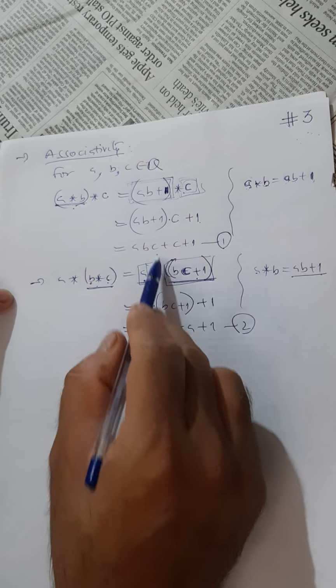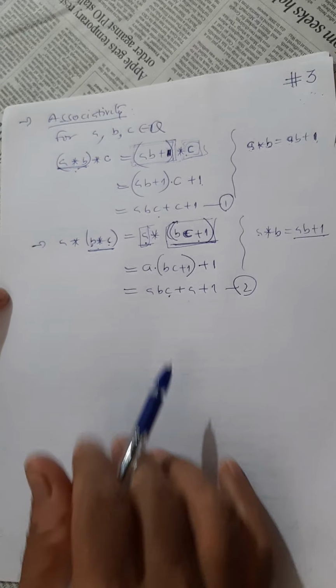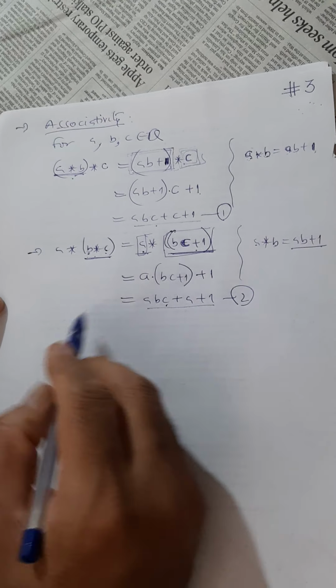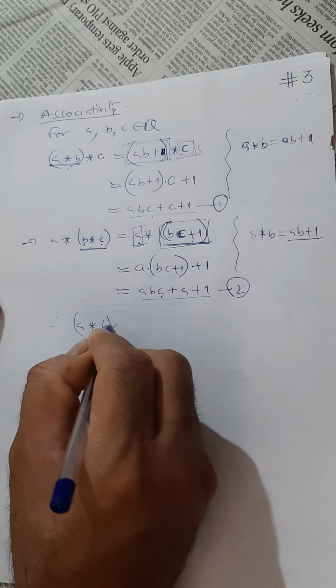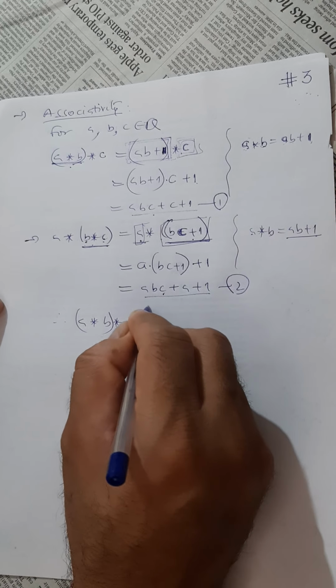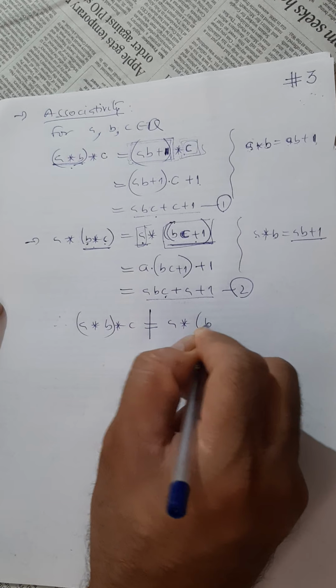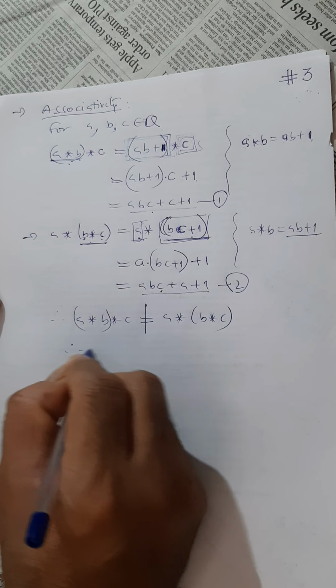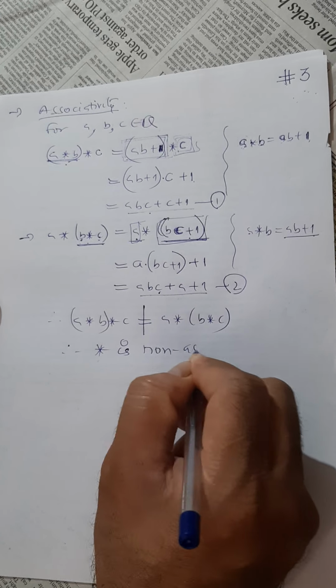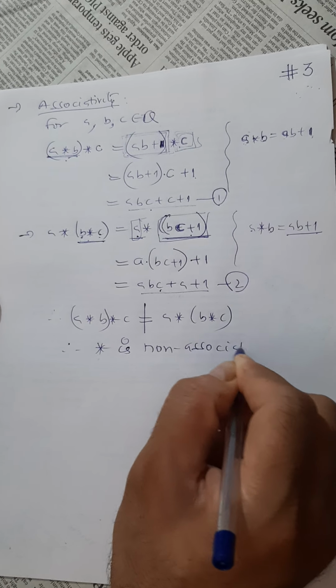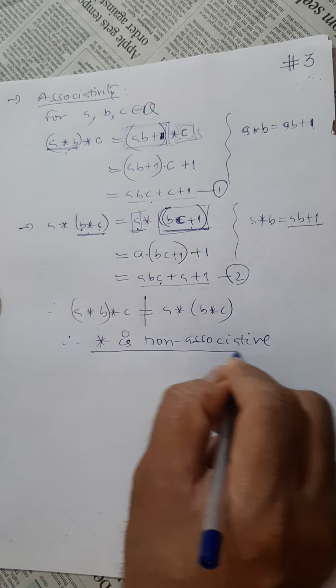You see, these two are not equal. You notice from 1 and 2, these two are not equal. So (A asterisk B) asterisk C is not equal to A asterisk (B asterisk C). Therefore, this is non-associative, not associative.